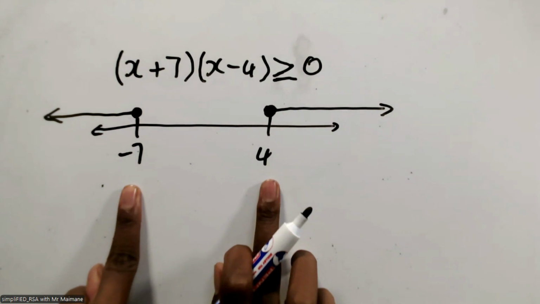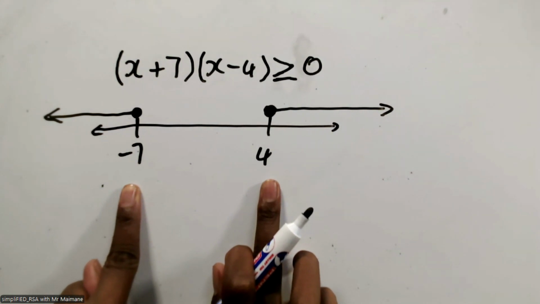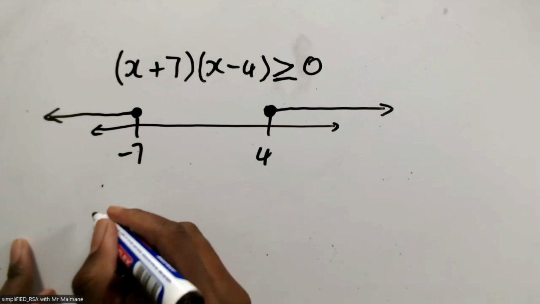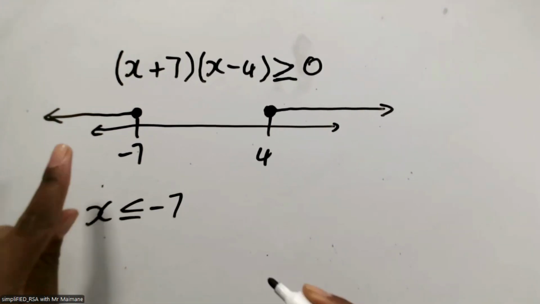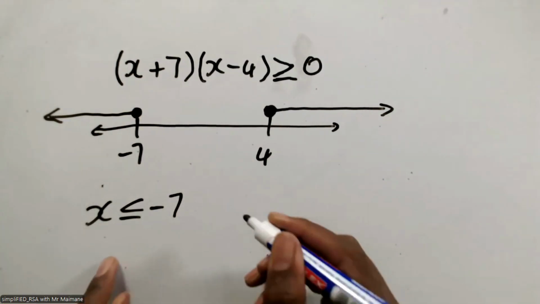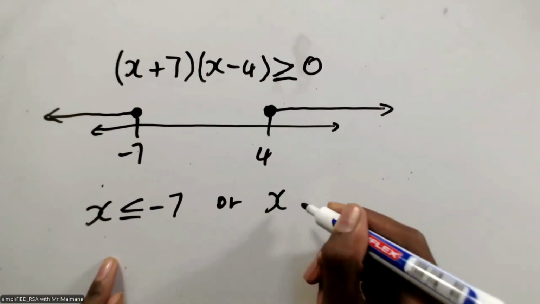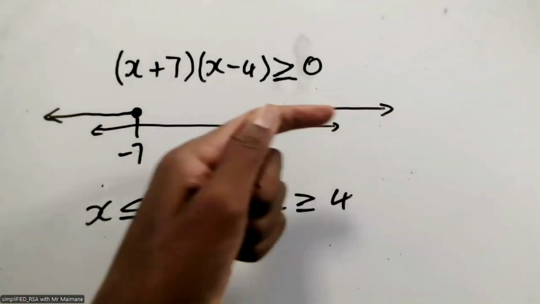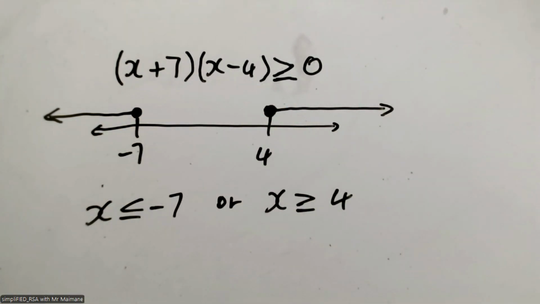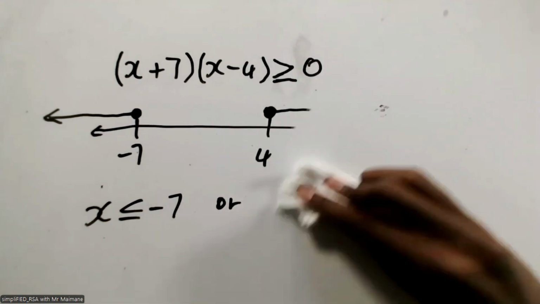If I look at this, my solution, I just take it exactly as I see it on a number line, such that x is less or equals to -7 because it's pointing that direction, or x is greater or equals to +4 because it's pointing that direction. That's the first example we're going to do. Let's look at another example.